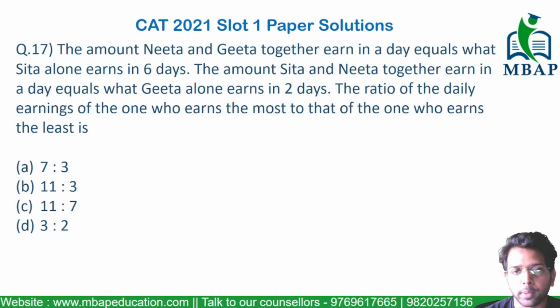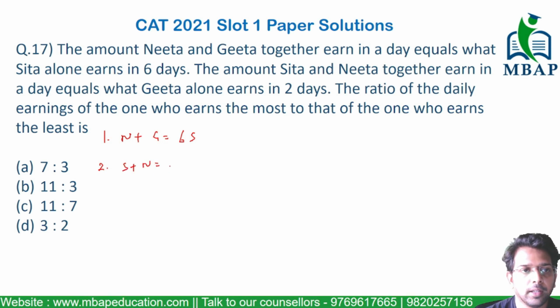The next question is a simple ratio proportion based question. It's not a time and work question. The question says, the amount Nita and Geeta earned together in a day is equal to what Sita will earn alone in 6 days. So let's frame this equation. Nita plus Geeta will be 6 times what Sita will earn in 1 day. Similarly, equation 2 will become the amount what Sita plus Nita will earn is twice the amount what Geeta will earn in 1 day. You want a ratio of N is to G is to S. By then you will be able to find out the minimum wage earner and the maximum wage earner, and you have to find the ratio of earnings of the maximum versus minimum.